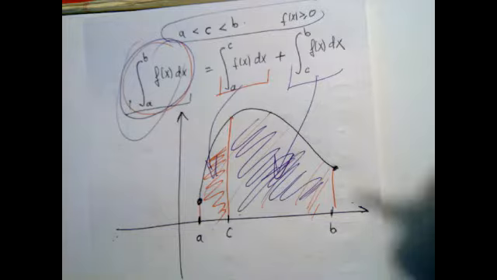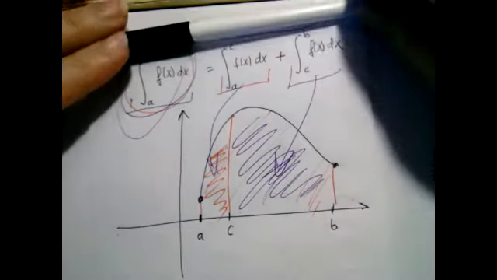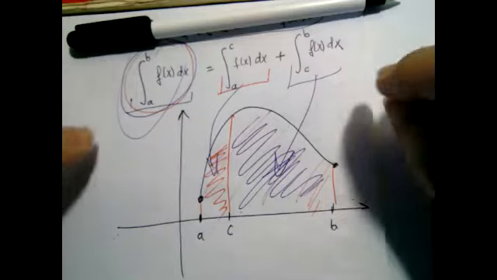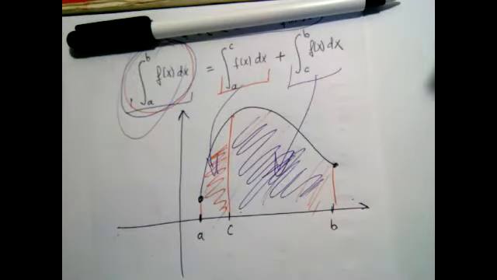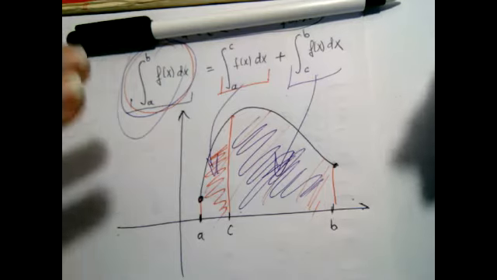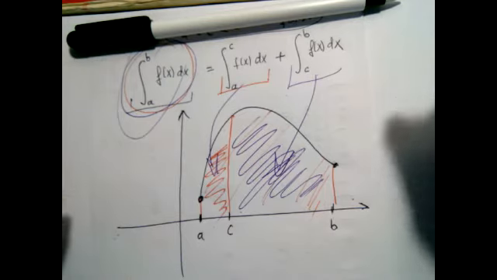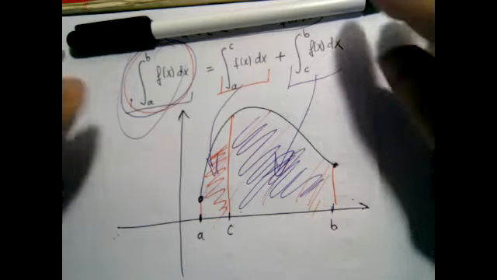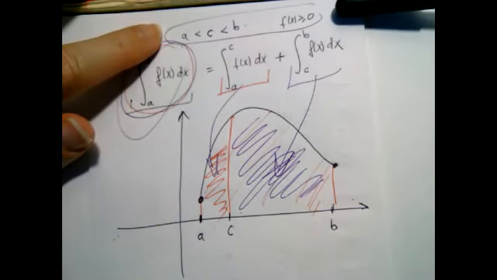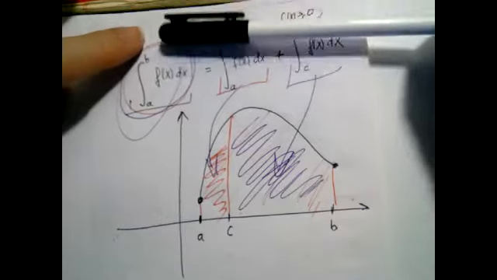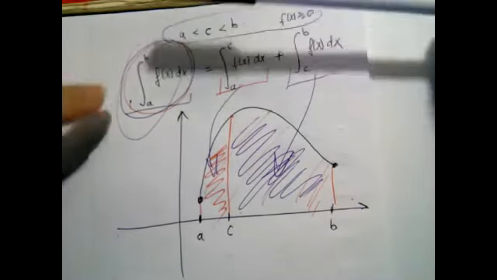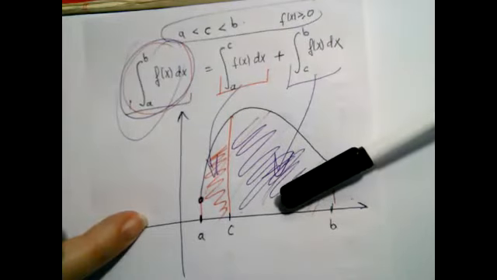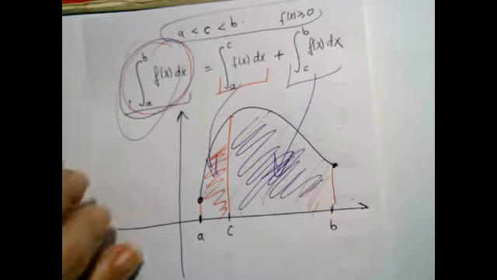Now, the hardest part is that this equality holds even if c is not between a and b, even if f is not positive or negative. That's a little bit harder. We're going to accept that, but it makes a lot of sense under the restriction I put right there. When they hold, it's very easy to visualize it geometrically. So the last property is the following.